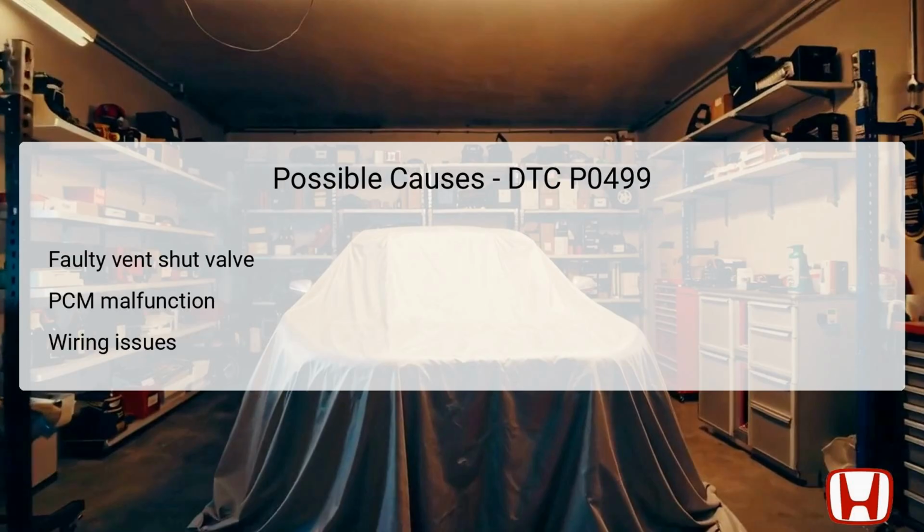There are several potential causes for DTC P0499. A faulty EVAP canister vent shut valve is one of the most common issues. If the valve is stuck or malfunctioning, it cannot respond to the signals from the PCM, resulting in miscommunication between components. Another possible cause is a malfunctioning powertrain control module, PCM itself. The PCM orchestrates the vehicle's function by sending and receiving signals to various components, and if it's not operating correctly, it can misinterpret signals from the vent shut valve.